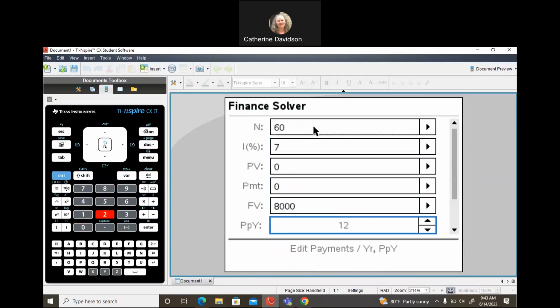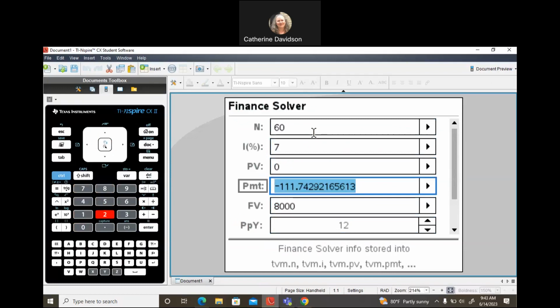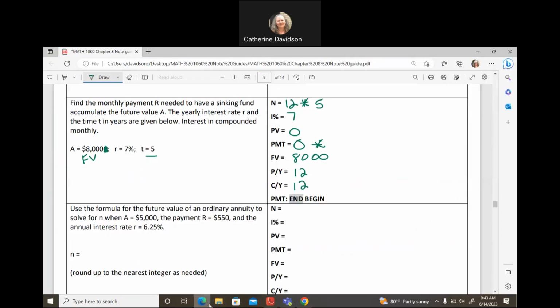Arrow to the left until it's not highlighted, then you can arrow up to payment, and I hit enter. So $111.74. Again, you're just going to ignore the negative. That just means it's coming out of your pocket.